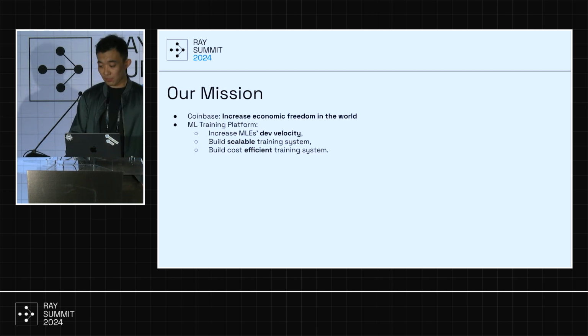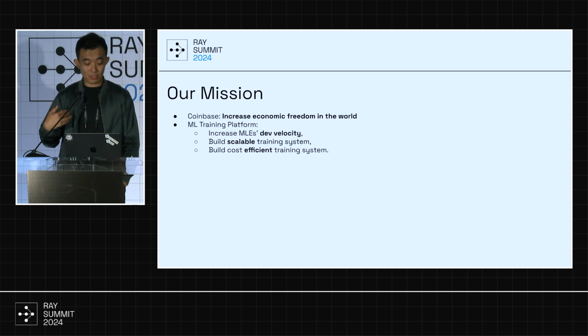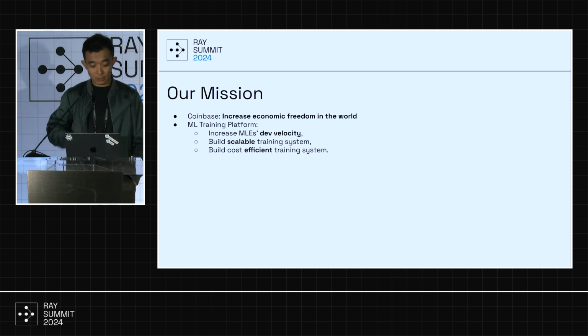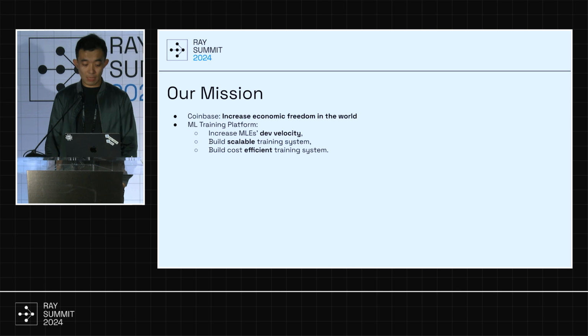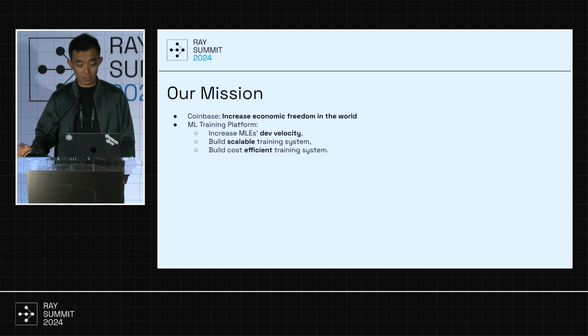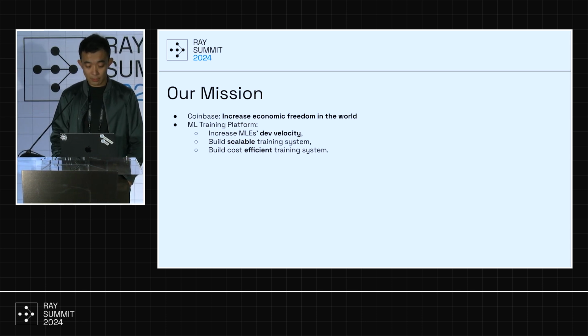All right, first the mission at Coinbase. The Coinbase mission is to increase economic freedom in the world, and we translate that to the machine learning training platform's mission. We're focusing on improving MLEs' dev velocity, making sure MLEs can build scalable training models, and improving the cost efficiency of our training system.